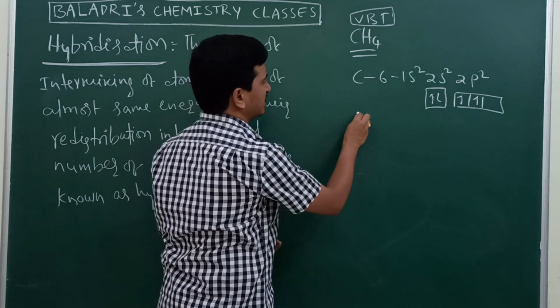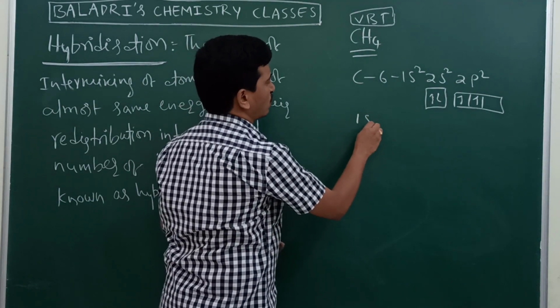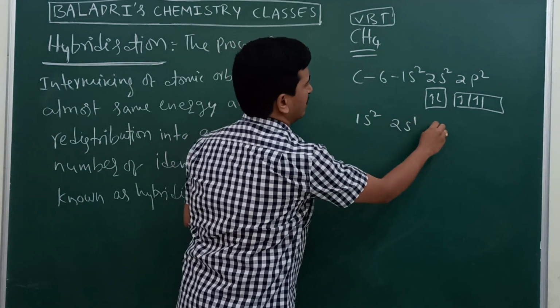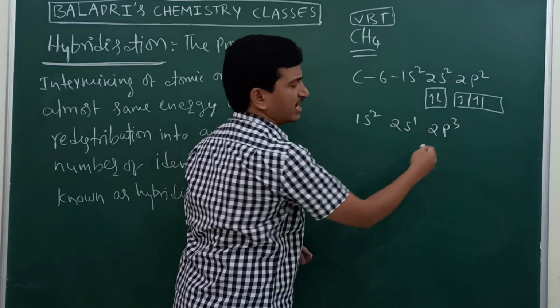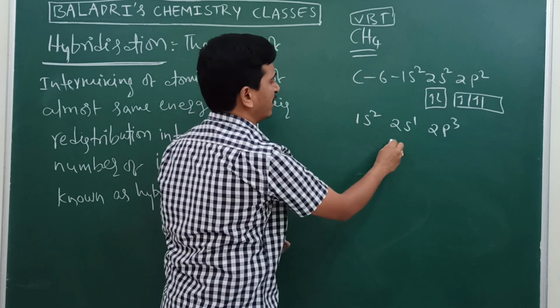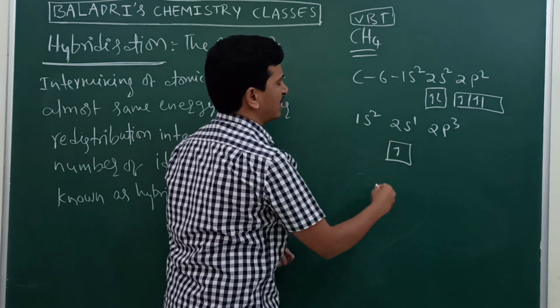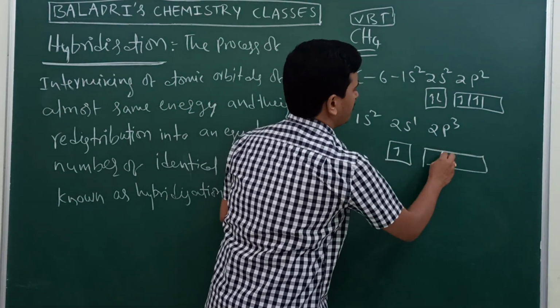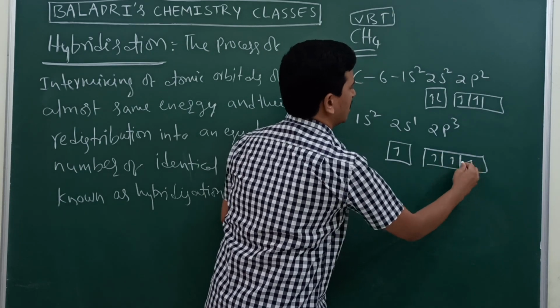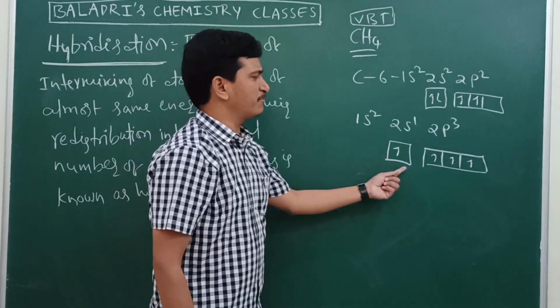Okay, let me write the excited electronic configuration. I can write it as 1s2, 2s1, 2p3. This is called the first excited state electronic configuration of carbon. In this state, what happens? The s orbital has 1 electron, and each of the 3 p orbitals has 1 unpaired electron. In total, how many unpaired electrons are there?